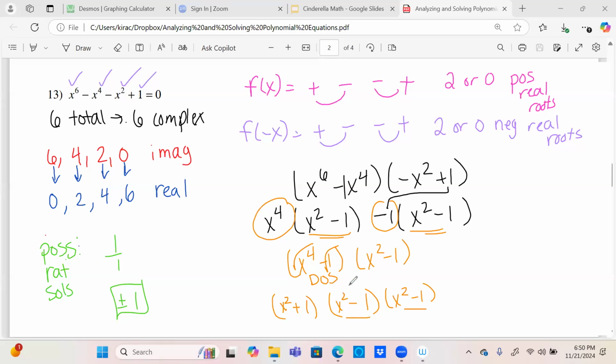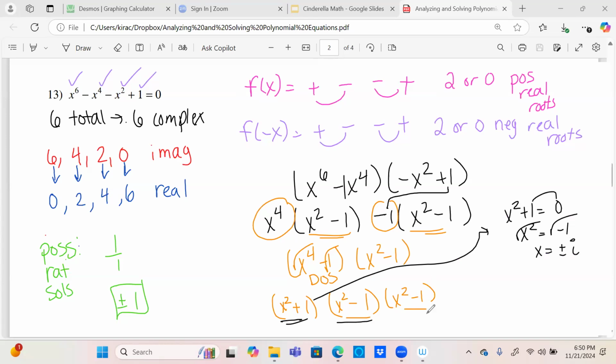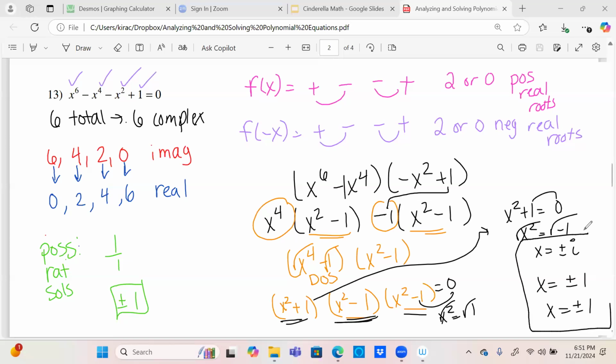So let's set all these equal to 0. So this guy, I'm going to come right here. x squared plus 1 equals 0. This would come over. x squared is negative 1. Root. The square root of negative 1, by definition, is i. Don't forget your plus or minus. And then this, we don't need to solve twice. Let's just solve it once. x squared equals 1, root, so x equals plus or minus 1. And then this would be the same. x equals plus or minus 1. There's our 6 answers.